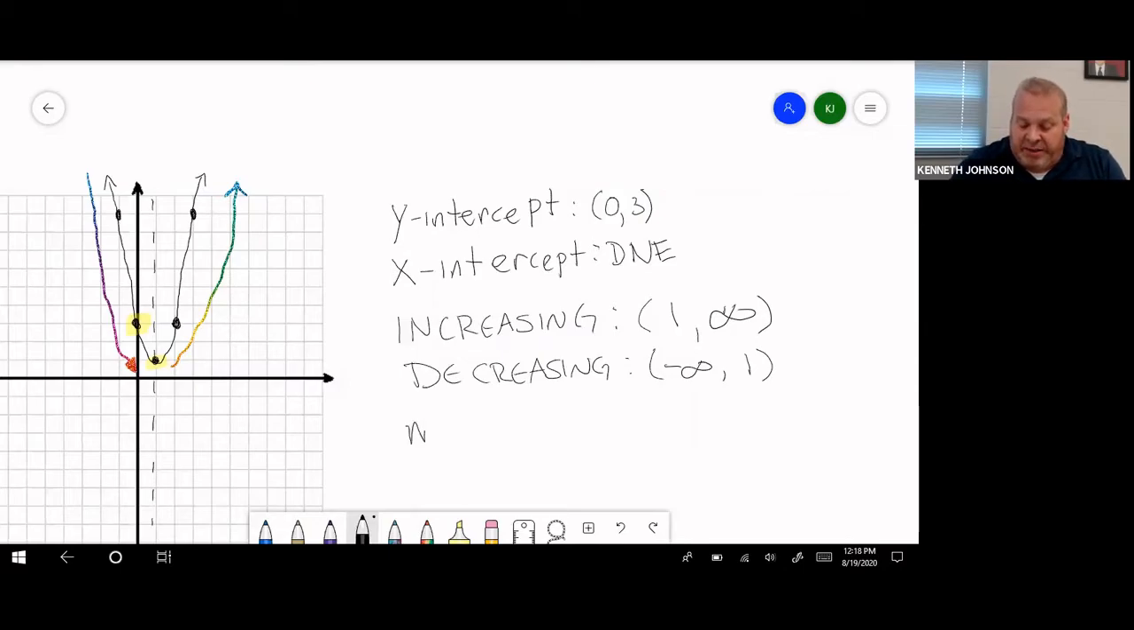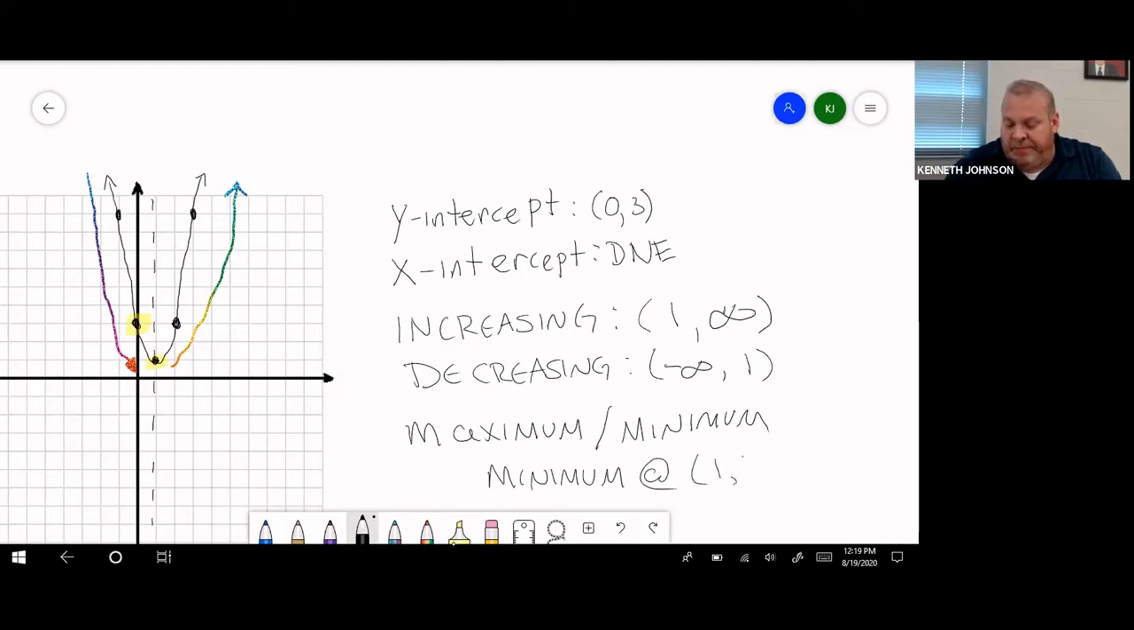Another thing they can ask us about is the maximum or the minimum. Well, we're looking at our graph and we see that it goes up forever and ever and ever. There is no maximum, there is no top, but there is definitely a minimum. And the minimum is right here at our vertex. So the minimum is at the vertex. So I would say that there is a minimum at 1, 1. That's our vertex.